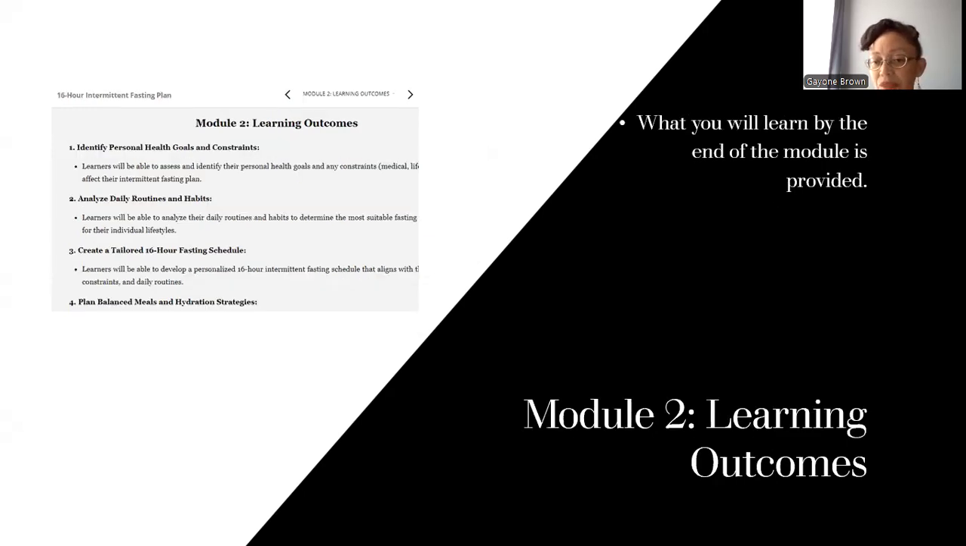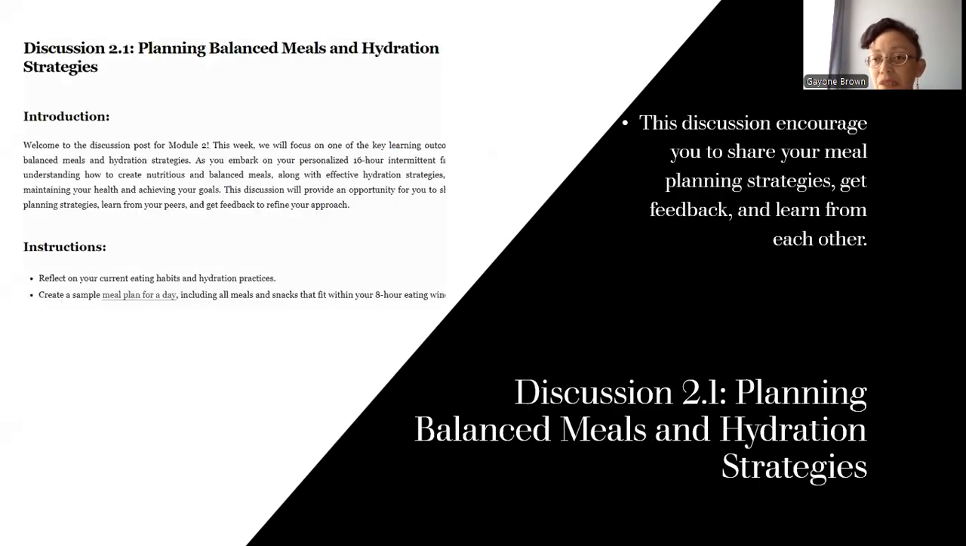Module 2, learning outcomes. There are 5 learning outcomes that are listed. This is what the learners will learn by the end of Module 2. There is a discussion activity, planning balanced meal and hydration strategies. The learner will see the introduction, the instructions, and what they need to do to complete this discussion activity. This discussion encourages them to share their meal planning strategies, get feedback, and learn from each other. And this also promotes active learning.